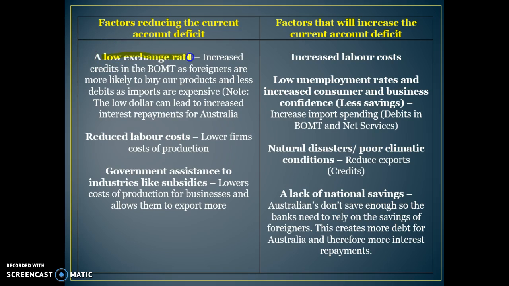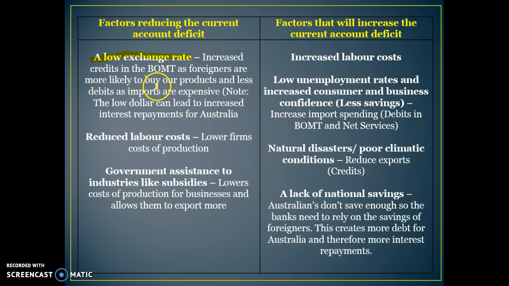A low exchange rate. A low exchange rate is a hard one to get your head around, but when the exchange rate is low, it increases credits in the balance of merchandise trade because foreigners want to buy our products. When our exchange rate is low, it is cheaper for people overseas to buy Australian products, and therefore that can lead to more credits because we export more. We also import less because Australian products become relatively cheaper compared to overseas products because imports are too expensive. So a low exchange rate is good for reducing the CAD because we export more and import less.